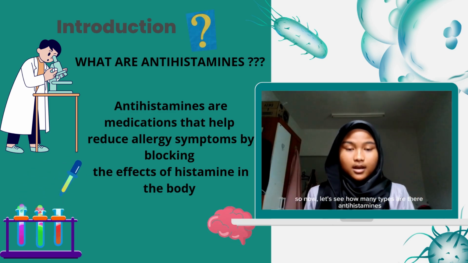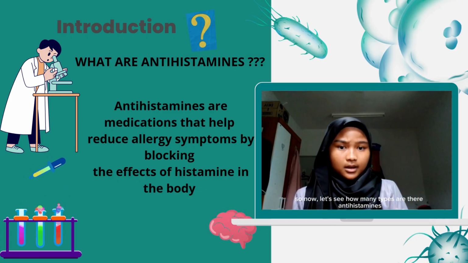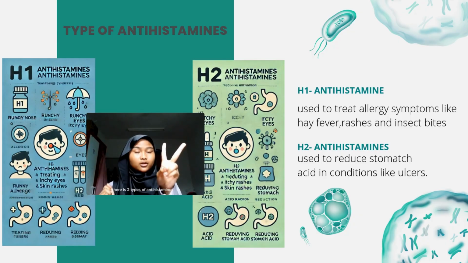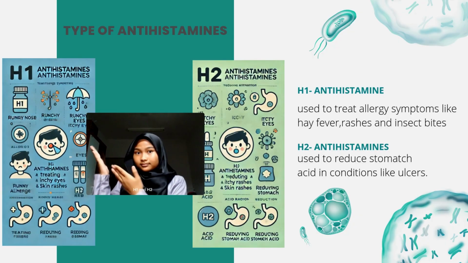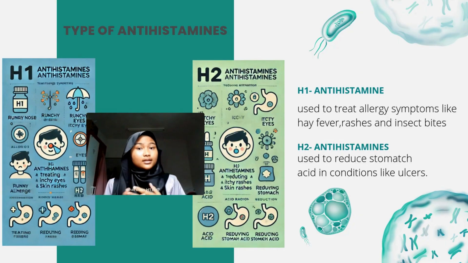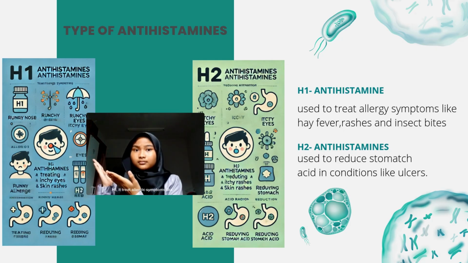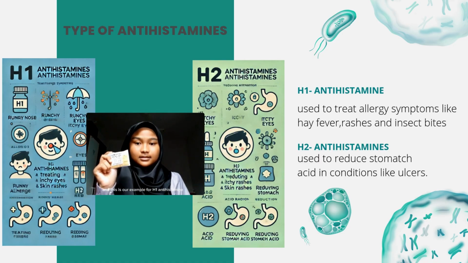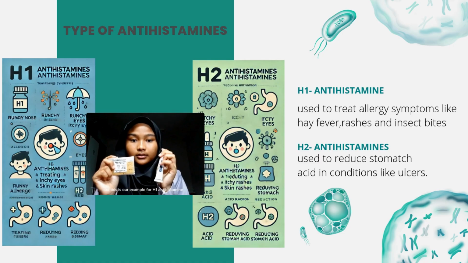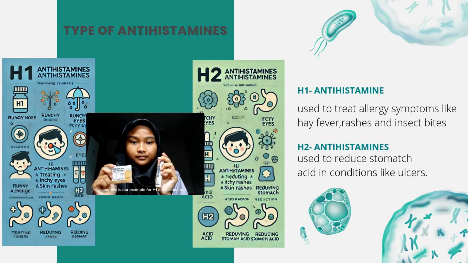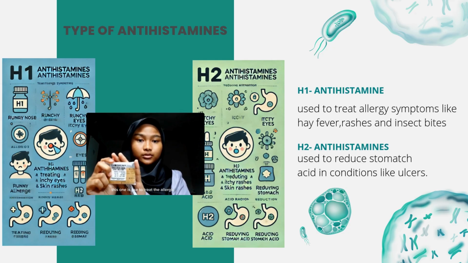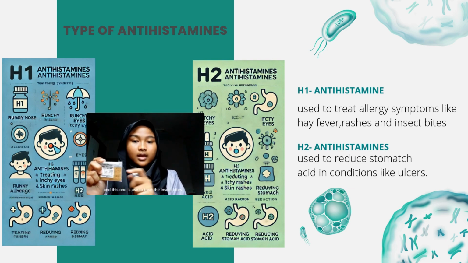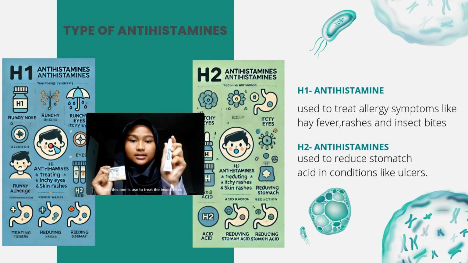So now, let's see how many types of antihistamines there are. There are two types of antihistamines, H1 and H2. What does H1 do? H1 treats allergy symptoms like hay fever and insect bites. And this is our example for H1 antihistamines. This one is used to treat allergy, and this one is used to treat insect bites.